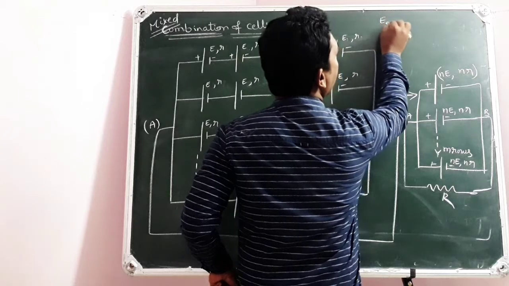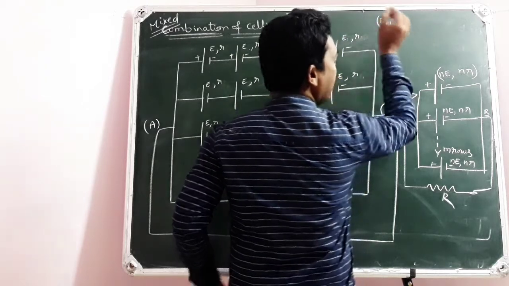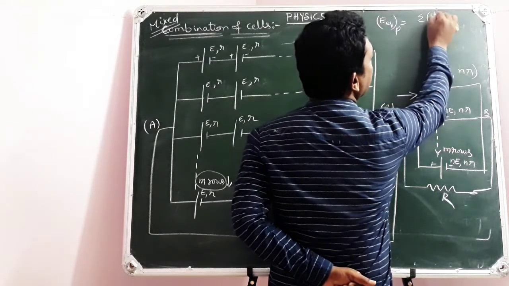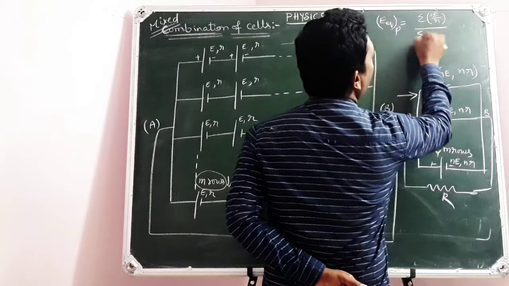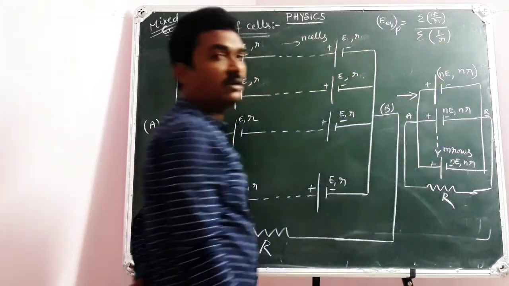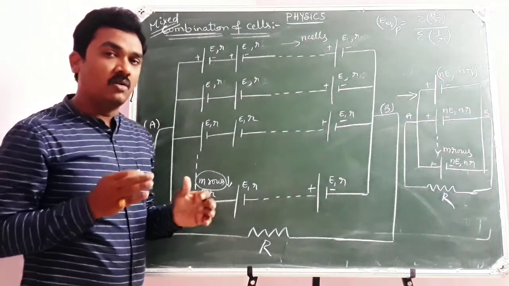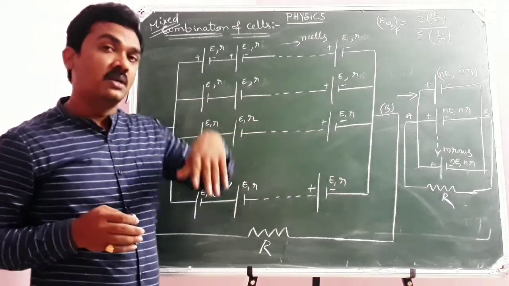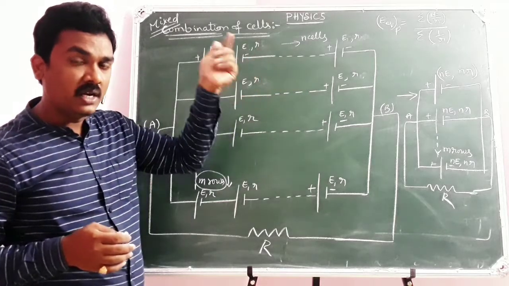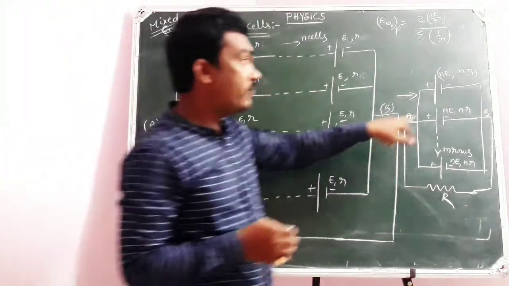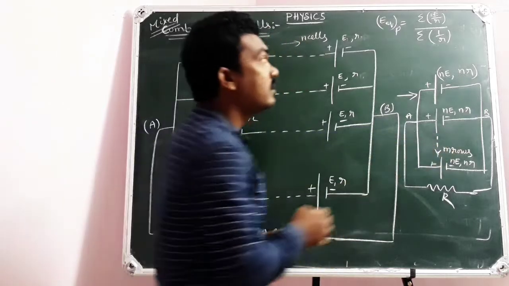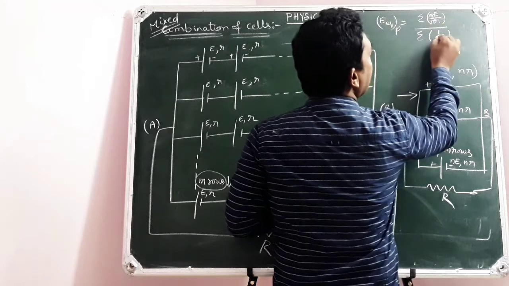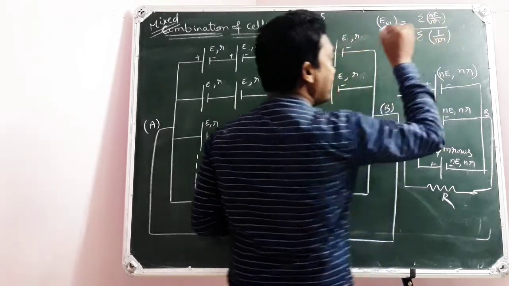You know, in parallel combination, shall I write here? In parallel combination, equivalent EMF is sigma of E by R by sigma of 1 by R. Hope you do remember, or else you go backwards. In parallel combination of cells, equivalent EMF is sigma of E by R by sigma of 1 by R. But there, each cell has EMF E and internal resistance R. But here, each cell has EMF NE and internal resistance NR. So, sigma of NE by NR by sigma of 1 by NR. This is very important.